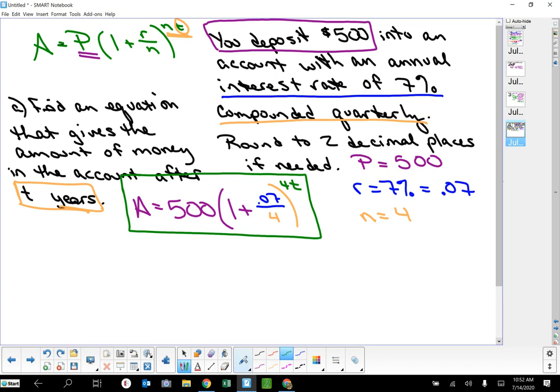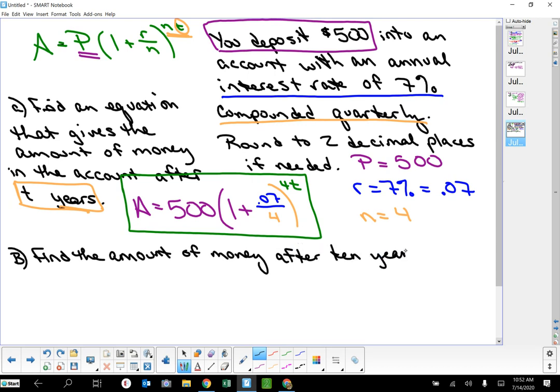Okay, B is really straightforward. Part B, it says, find the amount of money after 10 years. Okay, so all we're going to do here is use that above equation in the box. And for T, we're going to put in a 10. And then we're just going to plug it all in a calculator.